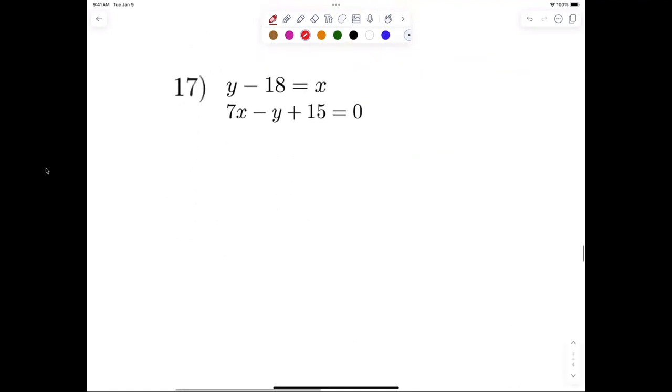All right, here we go. Well, we could, but it's already solved, but I just wrote it backwards. What does x equal? Yeah, I just wrote it backwards to try to confuse you. x equals y minus 18. So we're going to come up here and see this x right here, and we're going to put y minus 18.